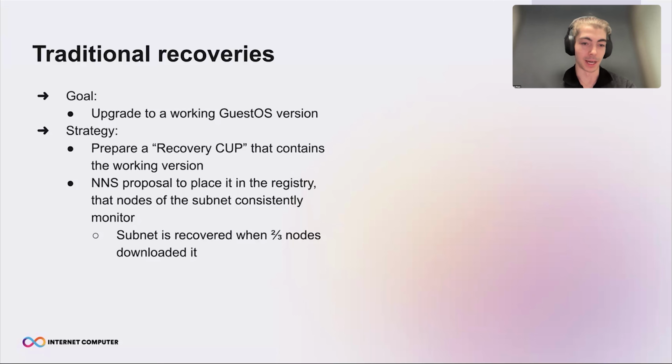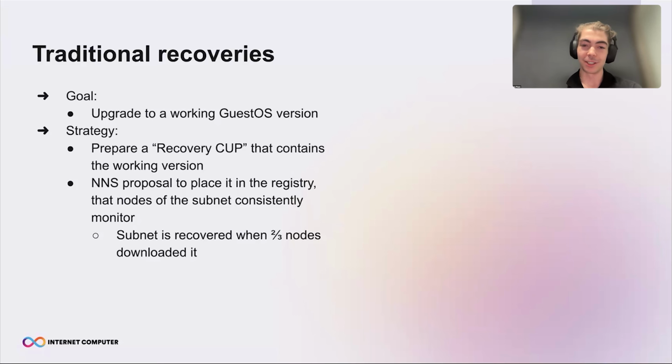Anyone can make an NNS proposal to propose a recovery CUP, which basically tells the subnet to use that CUP instead. That is useful for recoveries because the nodes will see that CUP in the registry and upgrade to the version that is inside of it, which hopefully fixes the bug. We need two thirds of the nodes to do that, to then recover the subnet and reach consensus again.